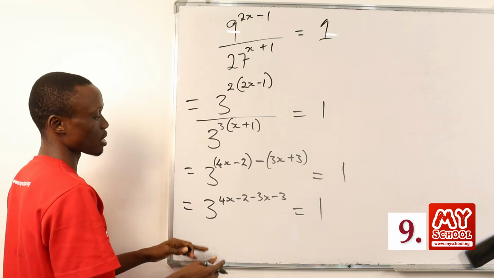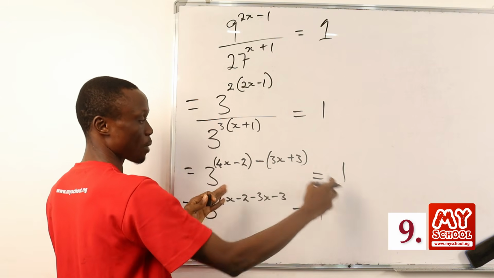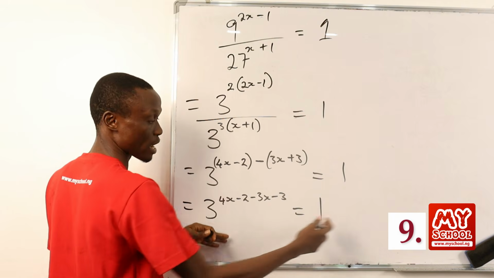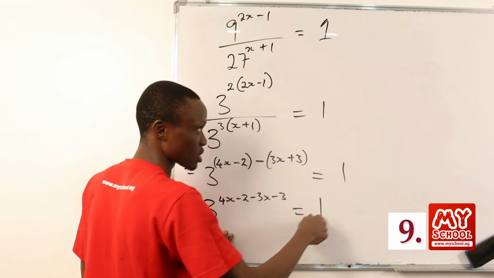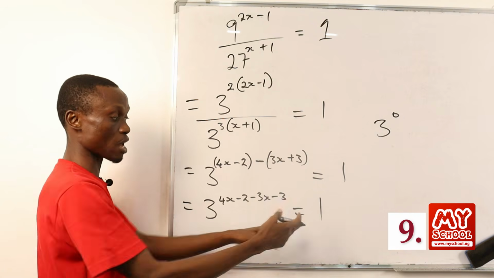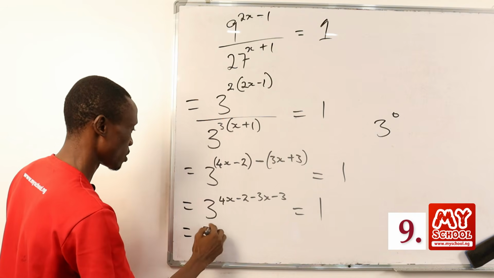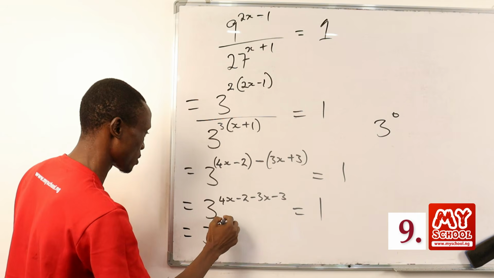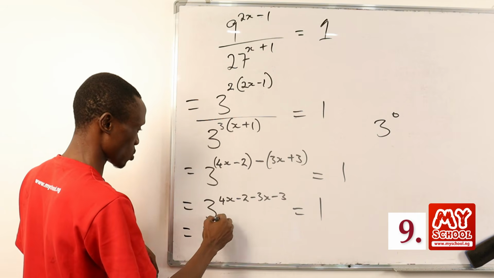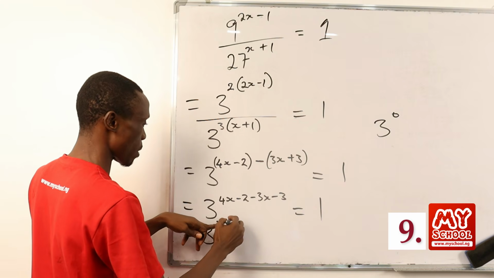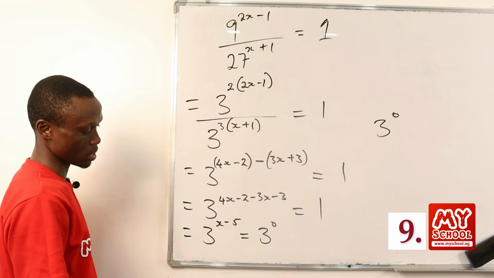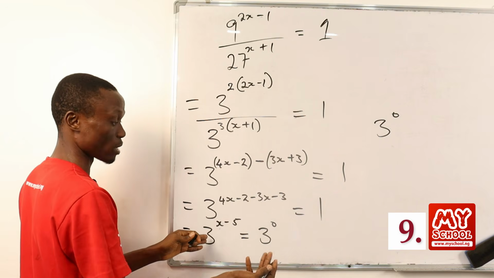But remember that before we can equate powers, the bases on both sides must be the same. This 1, we can still write as 3 raised to power 0, because 3 raised to power 0 is the same thing as 1. So here we have 3 raised to power 4x minus 3x, that will be x. Then minus 5, and this is equals to 3 raised to power 0. So the bases are the same now, so we can equate the powers.